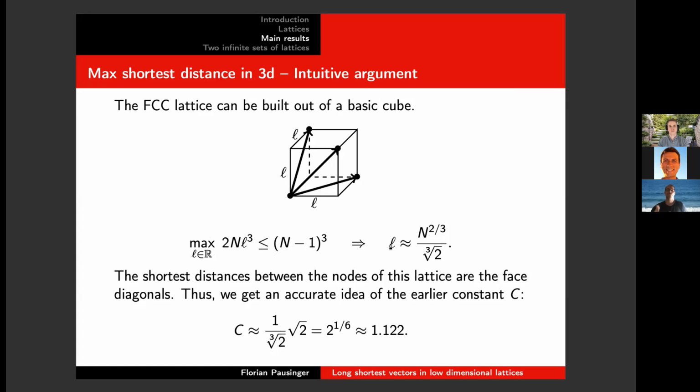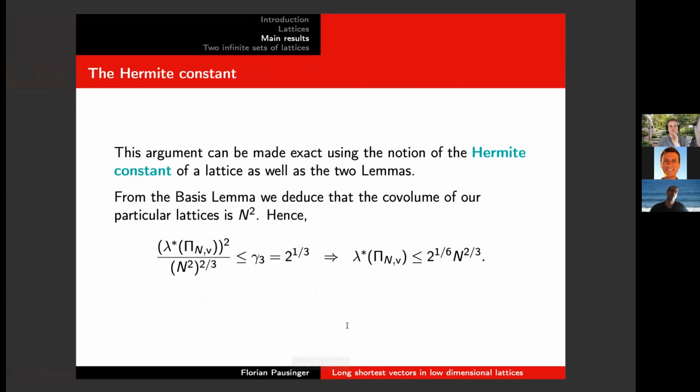So if we use this argument of best possible lattice packing, we know we cannot be better, and so the longest vector to expect is approximately of this length. Now we can work out, because we already know the order, the constant, and what we get is a constant of 2^(1/6).